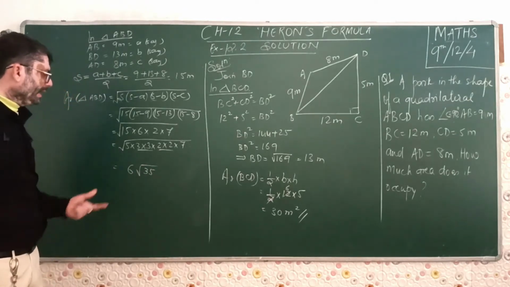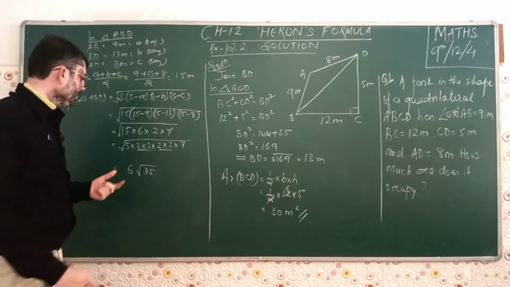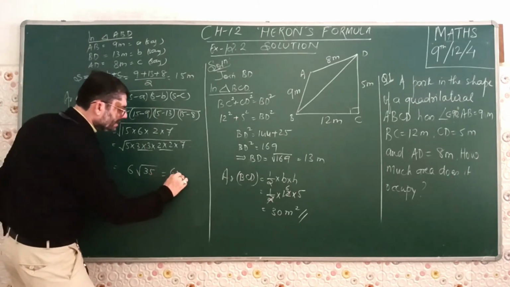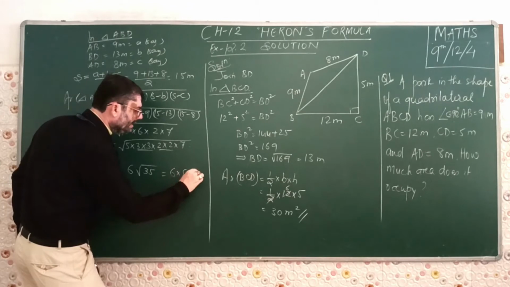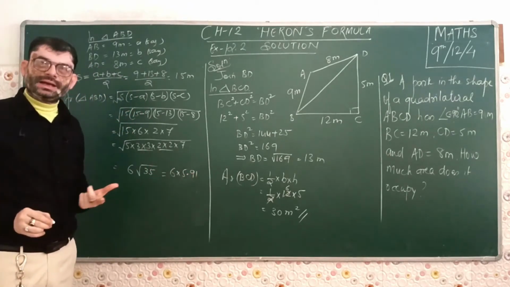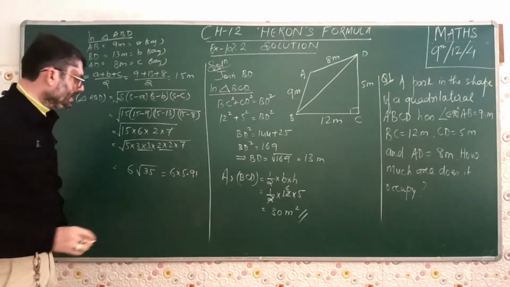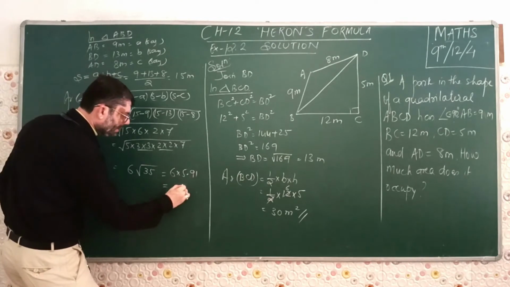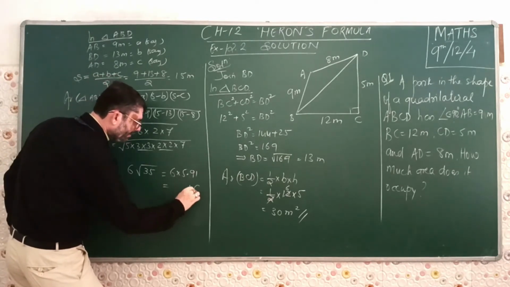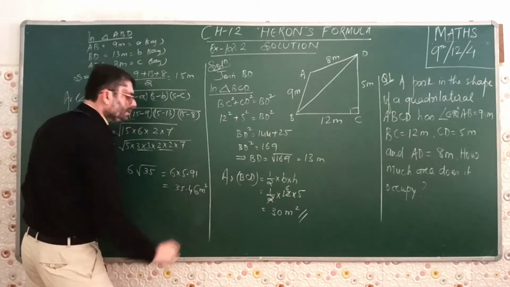The approximate value of root under 35 by the long division method, you can take as 5.91. This is up to 2 decimal places. If you move on, you may get up to 3 decimal places. If you want a single decimal place also, it is okay. So if you multiply 6 into 5.91, we get 35.46 meters square.